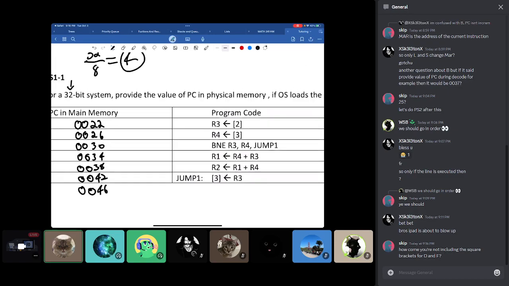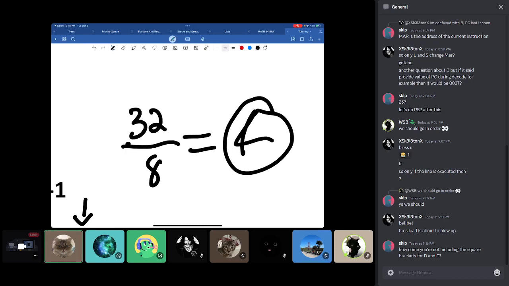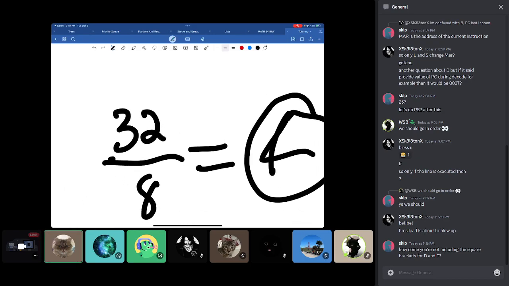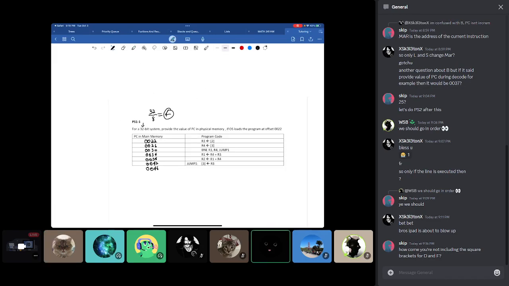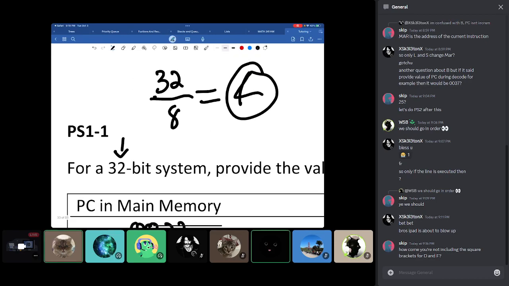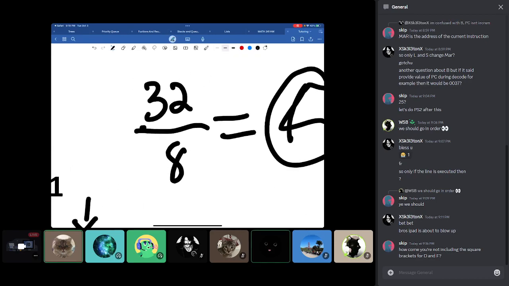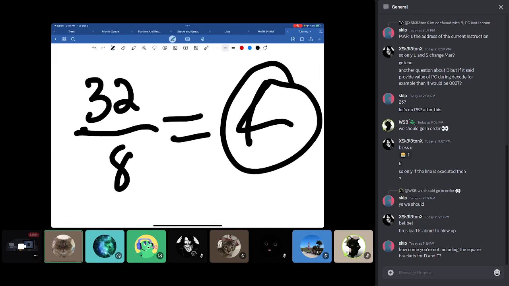Again, please don't make the same mistake I just did. Write that down in your notes. The number of bits divided by 8 is how much you're incrementing by. Someone said I said it wrong again. Wait, no, I didn't. No, never mind. The number of bits divided by 8 is how much you're incrementing by. Okay.